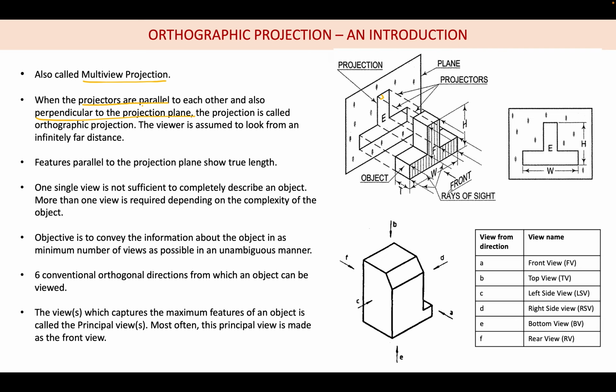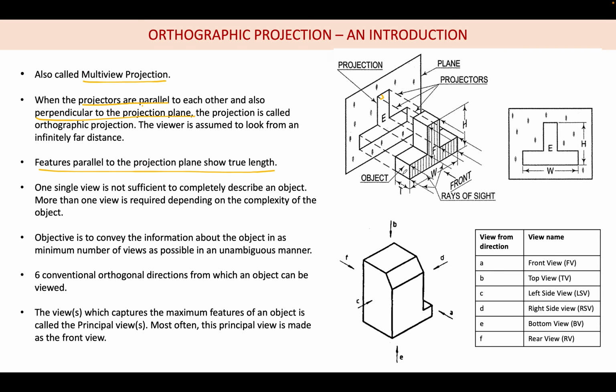But if the observer is located very close to the object, then the rays of sight will not be parallel, they will be more like converging. So that comes under the perspective view. The features parallel to the projection plane show the true length. This is very important. Whatever is the length of this object in the real view, the same length will be displayed in this view. This is because we are looking parallel to the object. So whatever length is observed, the true length will be featured in the orthographic view.